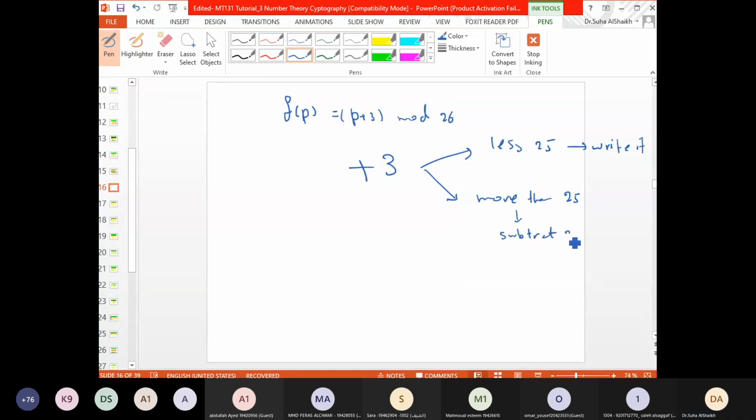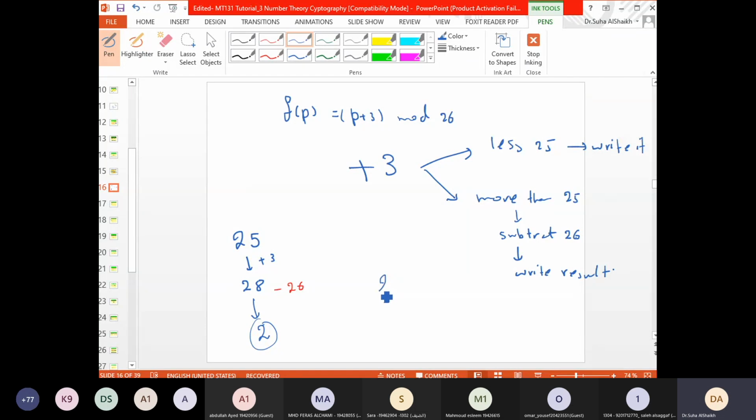Subtract 26 and write the result. زي for example لما كان عندي 25 وجمعت لها 3 صارت 28. طيب 28 is more, so I subtract منها 26. The result will be 2. فأكتب 2. Got it? أعطيكم one more example.